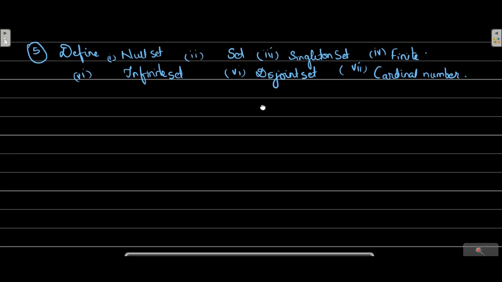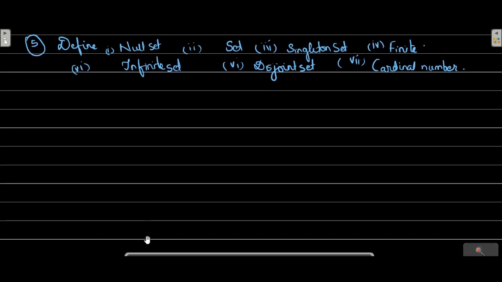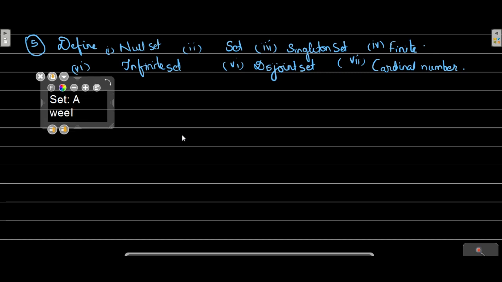Now coming to the next one: what is a null set? We should be able to define clearly what these are. First and foremost, what is to be discussed is set. If I am talking about set, what is a set? A set is a well defined collection of items.